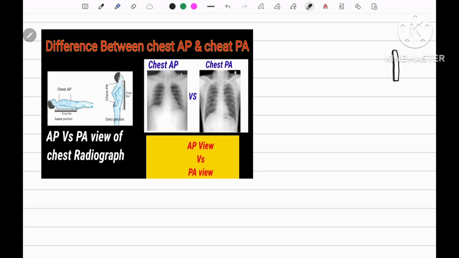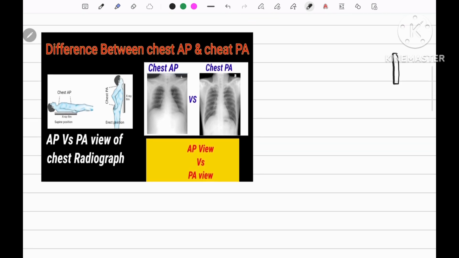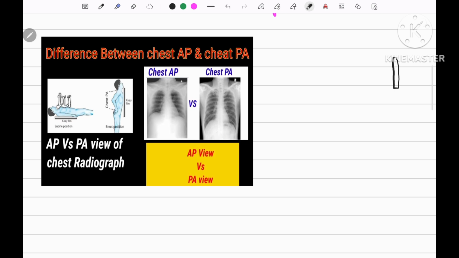During the chest X-ray PA view, the X-ray film is in front of the chest, and the X-ray beams are passed from the back of the body. In the case of chest X-ray AP view, the X-ray beams are passed from the front of the chest, and the film is placed at the back of the body. In the PA view, when rays are passed from the back, the structures at the back are visible more clearly.